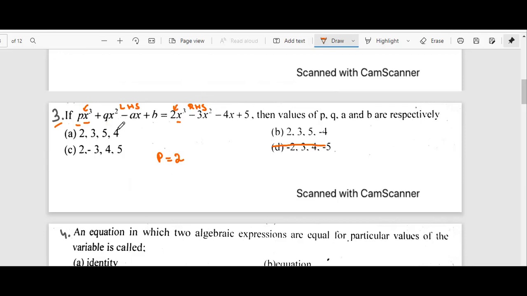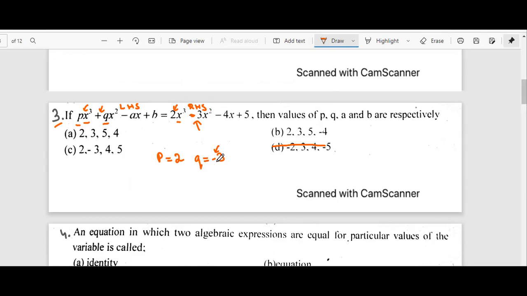Let's talk about q then. Now here q is the coefficient of x². So let's look at the coefficient of x² on right hand side. It is minus 3, okay? Q is minus 3 and you have to be extremely careful with the sign. We have plus here. This means that this q has this minus, okay? So this is why we are writing minus 3, okay?